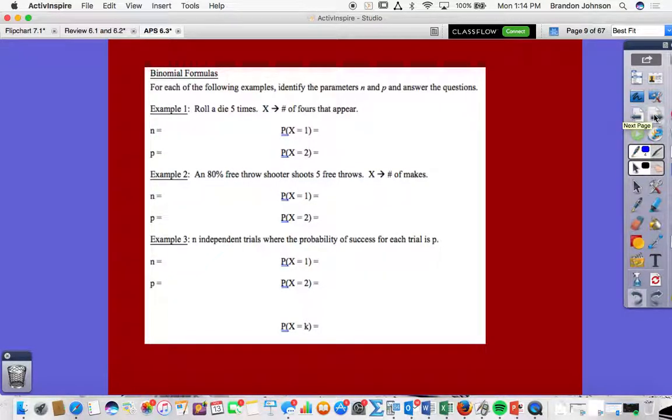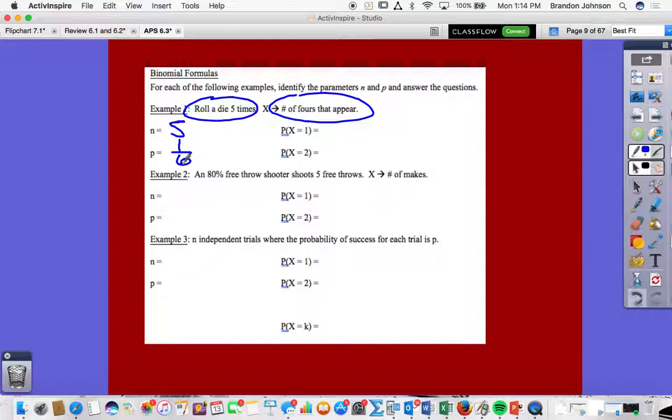Let's look at these examples. If we roll a die 5 times, what is the number of 4s that can appear? Max, what is N in this? Rolling dice 5 times. Good, 5 is our set trial. Do we have a set success rate? Yes, 1 out of 6. Very good. So the P would be 1 out of 6. Nicely done.